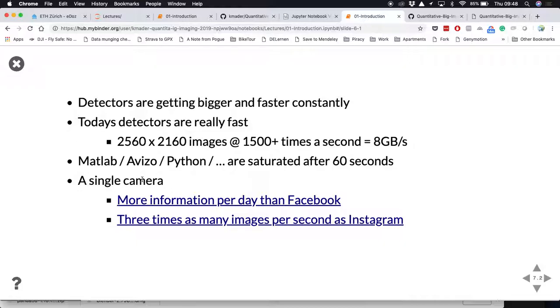And we see that for this camera, it's more information per day than Facebook and 3 times as many images per second as Instagram. And so it's really on the scale of the largest, most successful companies. And this is just one camera at one scientific institute. And Facebook and Instagram have thousands of computer scientists and servers and experts. And so you have the same data challenge, but a lot fewer resources. And how do you do that efficiently?